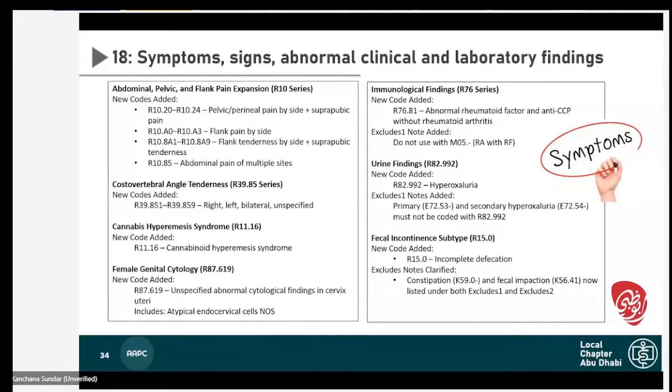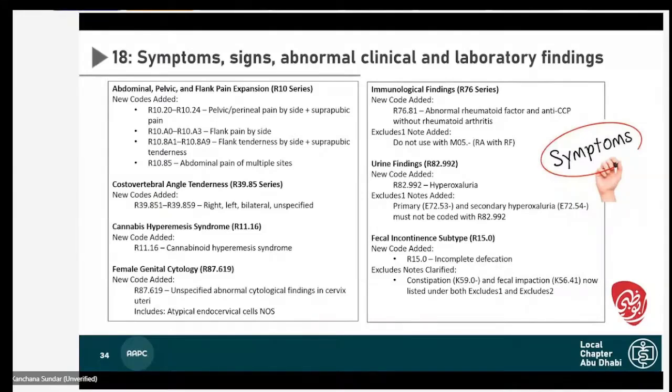Another one is on immunology findings. We can see that abnormal rheumatoid factors and anti-CCP without rheumatoid arthritis have a code now, that is R76.81. These immunology findings are in the 76 series. If you go and examine, this will be a very important change. And the Excludes1 note is a very interesting one, which reminds us of M05. Right, just now we have spoken about M05.